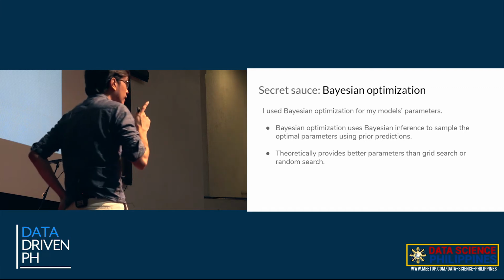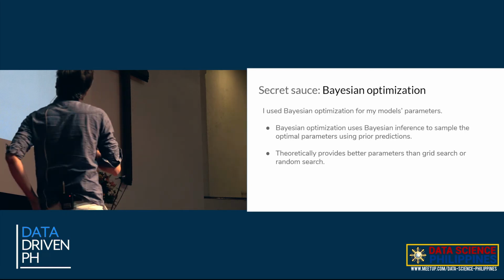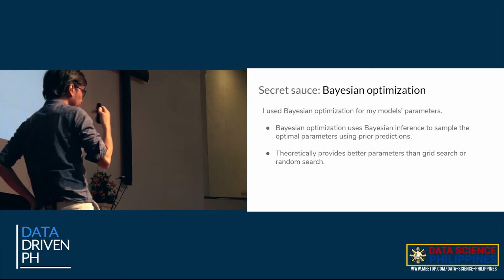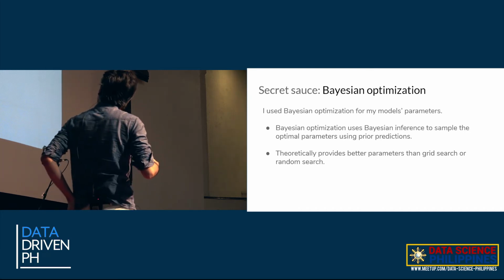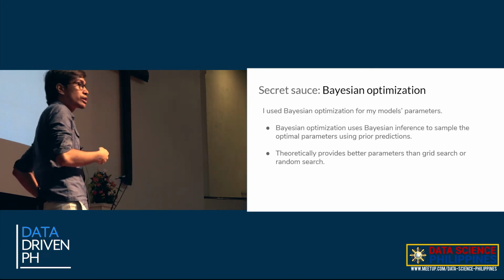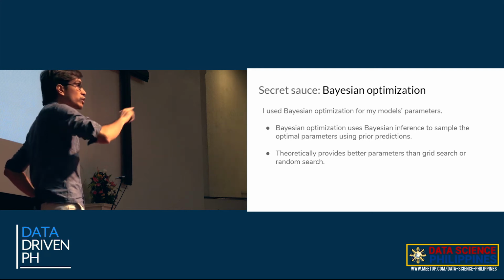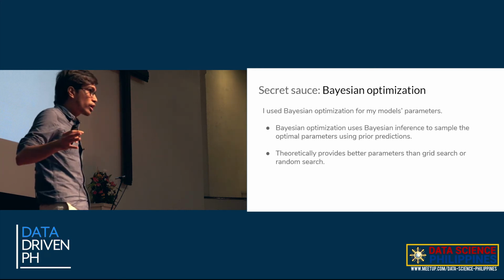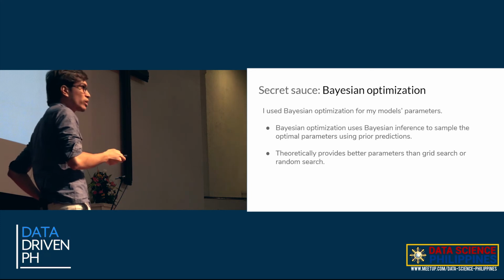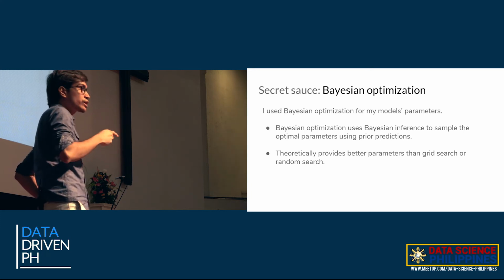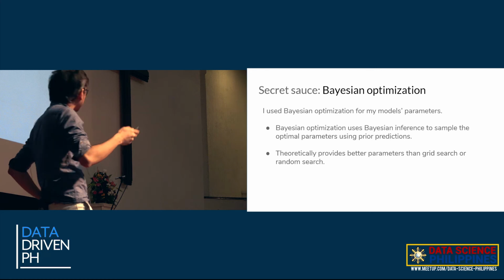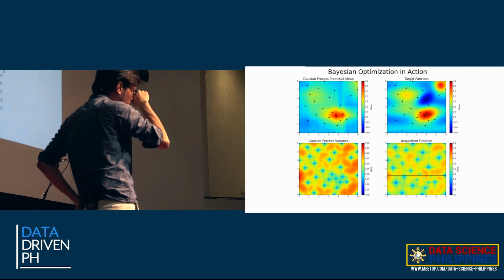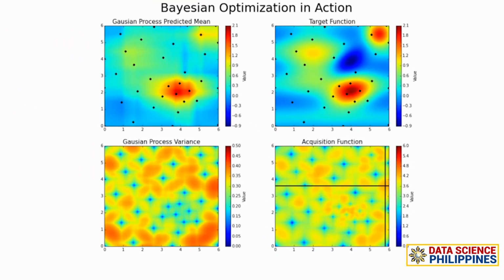So although it's a bit resource intensive, theoretically it provides a better parameter set than the grid search or the random search. So with Bayesian optimization, you don't need to exploit all other places where the model or your optimization function doesn't make sense. So as a visualization, it looks like this.